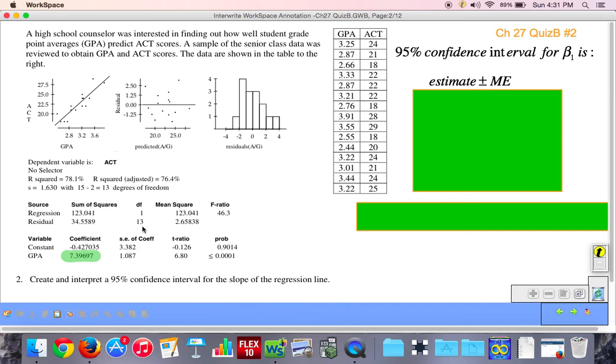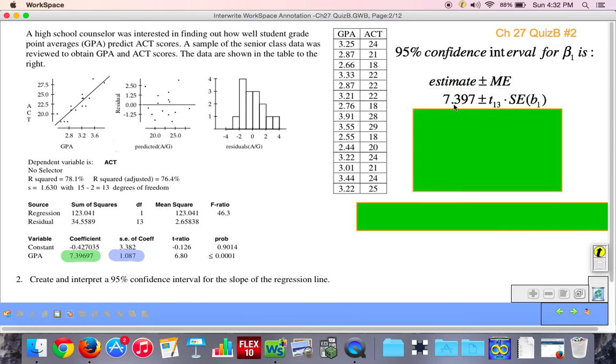And we know in order to find margin of error, we need our critical statistic times the standard error for the slope. Well, where would I find the standard error for the slope? Also in the table, and clearly labeled: standard error of the GPA coefficient, which is our slope. So here's our standard error, which we're going to plug into our formula. So here we go.